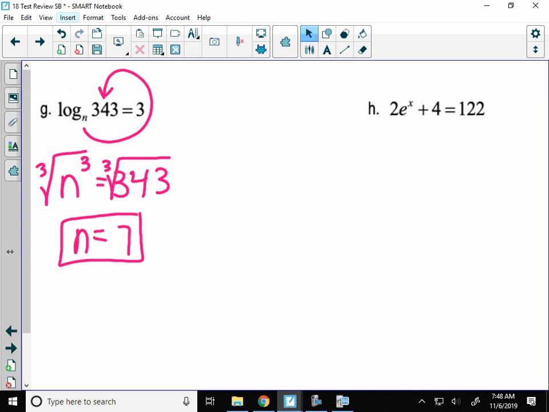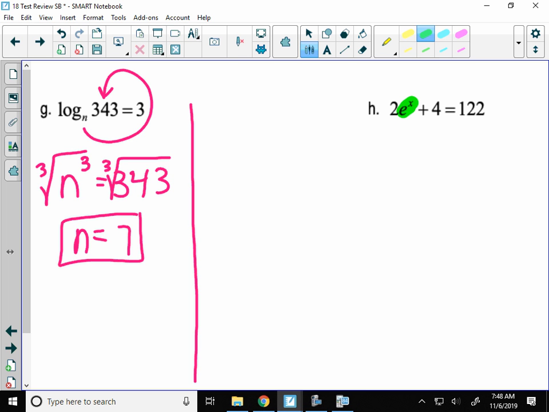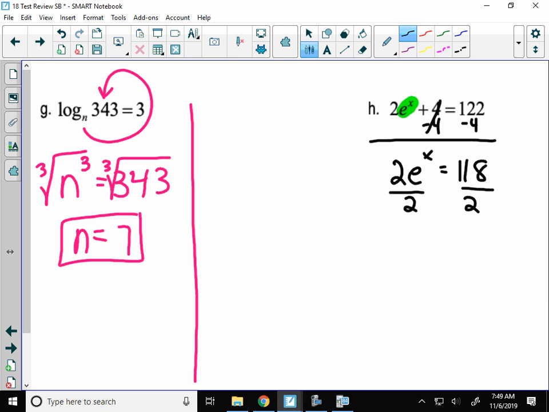All right, for H, I have 2 times e to the x plus 4 equals 122. When I solve this, I want to isolate the exponential e to the x. In order to do that, I have to move the 4 and the 2. I'm going to start by moving the 4 by subtracting it. I'll get 2 times e to the x equals 118. And then I divide by 2. Now, when I do that, e to the x equals 118. I have the exponential isolated.